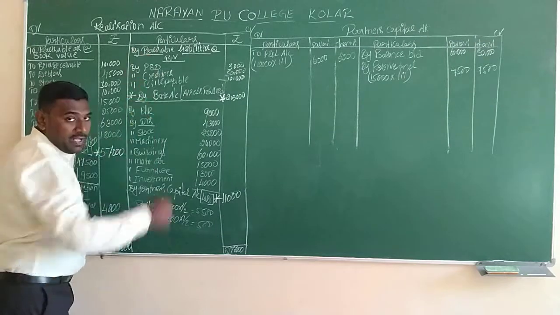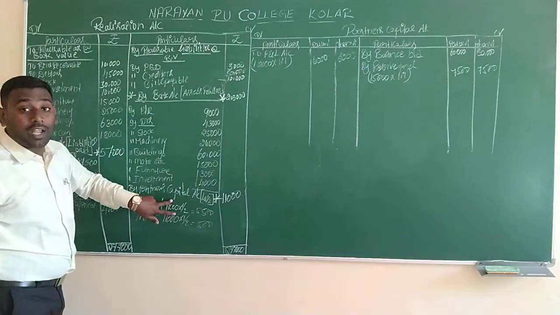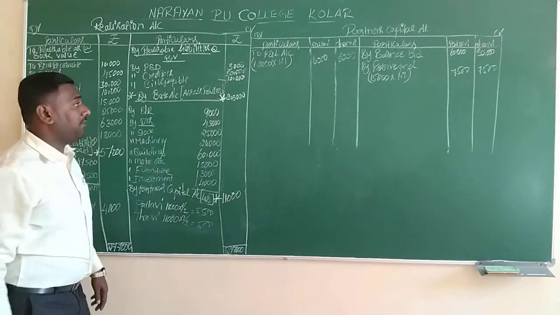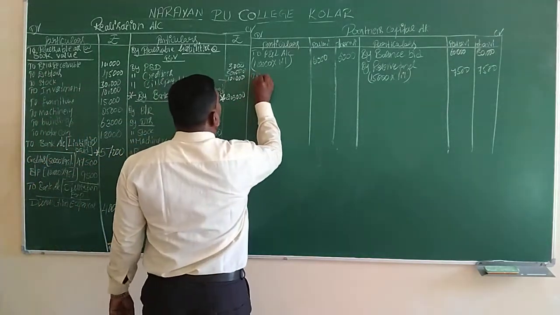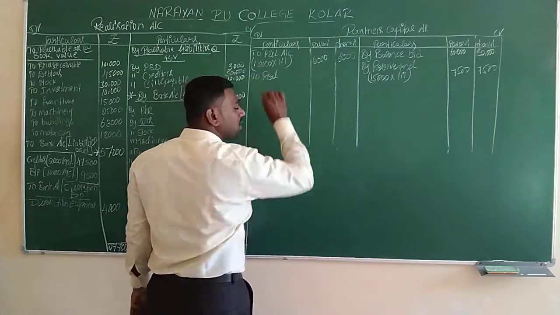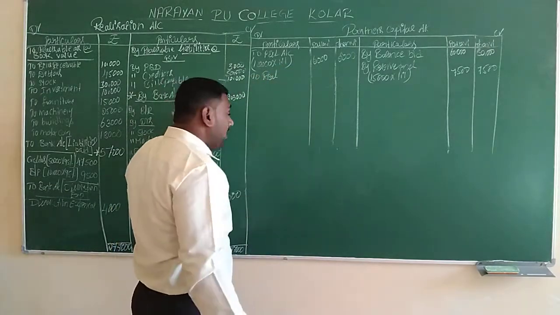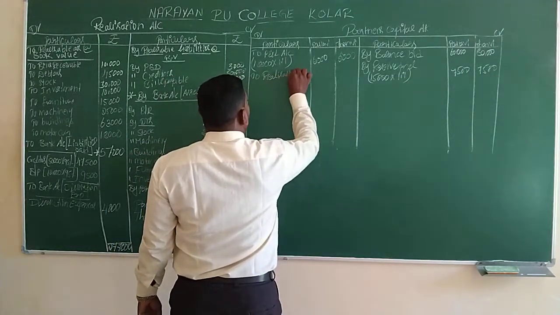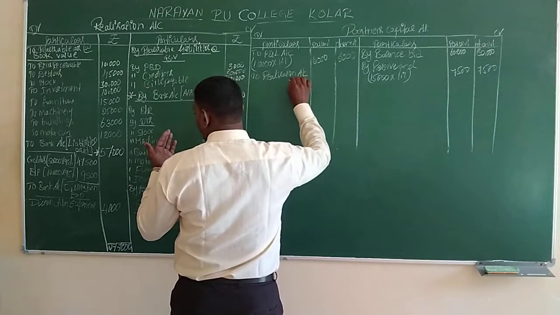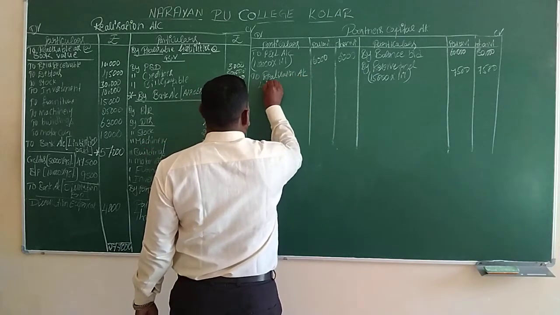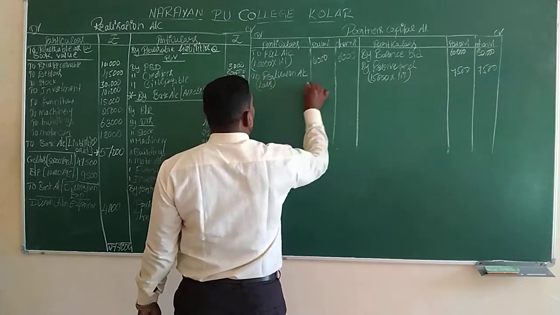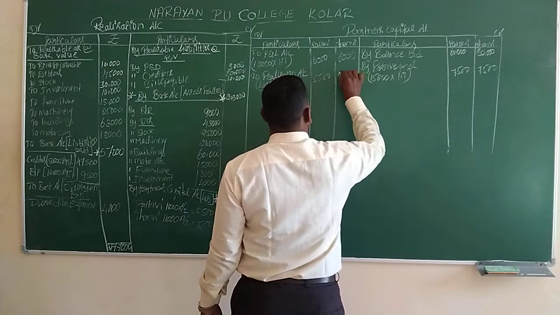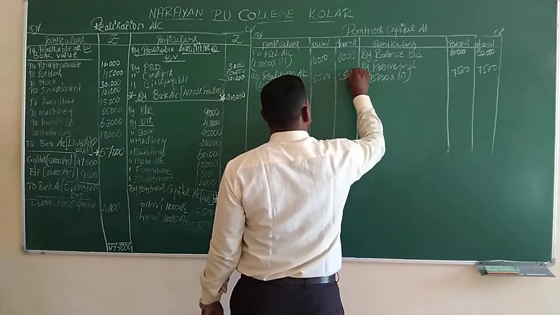Which side do we get the difference? Debit side. This loss, what do we have to do? Distribute it to the partners' accounts. We have to debit the value. So here we have to write to realization account. From where is this value available? From the previous account, that is the realization account. Therefore, we have to mention in the bracket loss. So first partner will get 5,500 as the loss. Second partner also gets 5,500 as the loss.